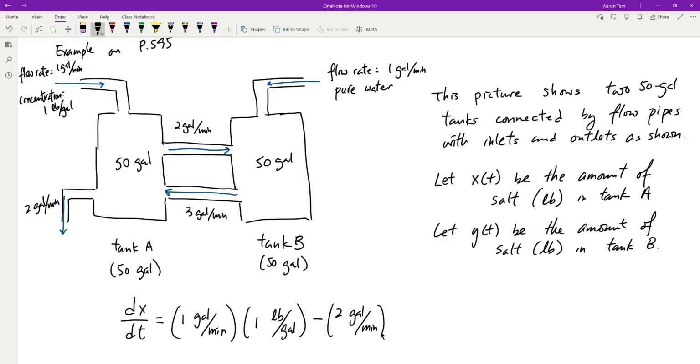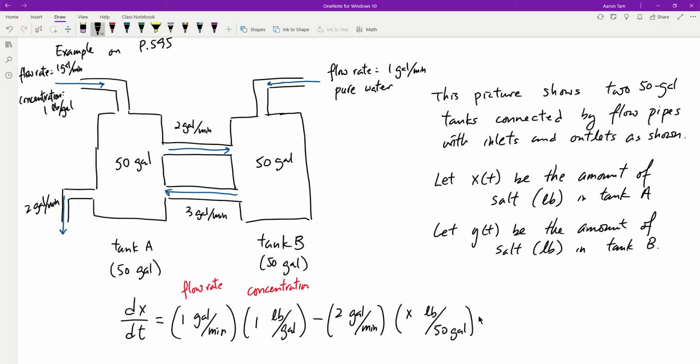But what would be the concentration? Notice that each of these expressions is basically a flow rate multiplied by concentration, and therefore gives us a rate of change for the amount of salt. So I do need a concentration. The concentration in this case would be x pounds, that's how much salt is in the tank, divided by 50 gallons. And that would be the pipe that goes out from tank A to tank B.